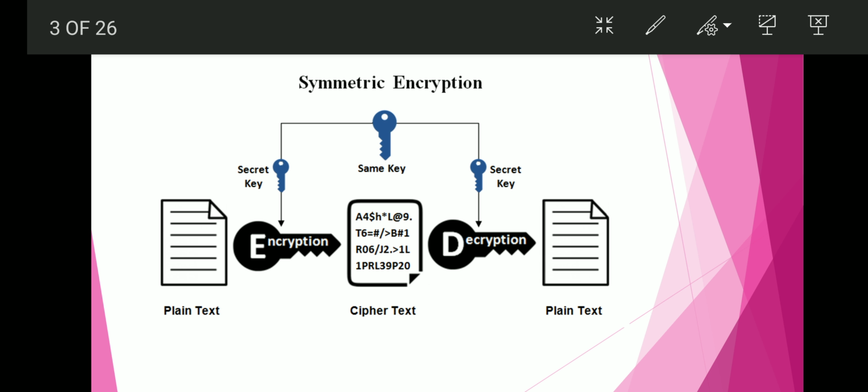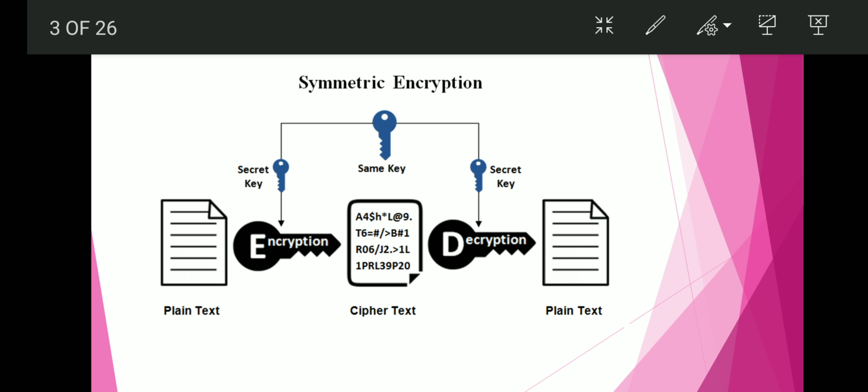Now here, in order to encrypt and in order to decrypt, we need a key, a secure key. So a key is nothing but a piece of information that could be used in order to encrypt or decrypt the information. That is called a key.